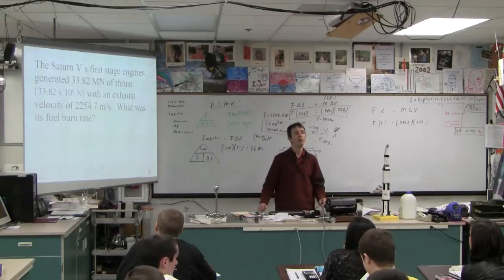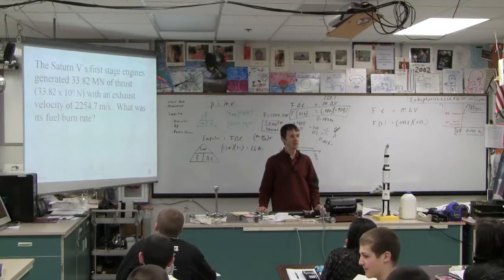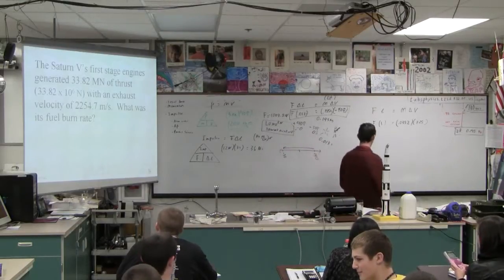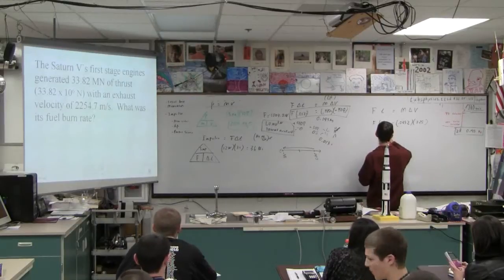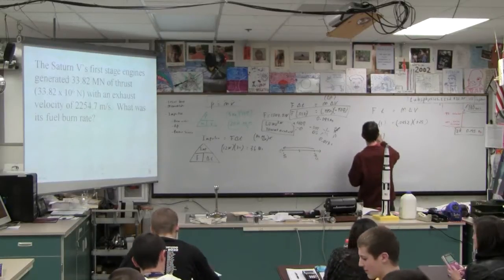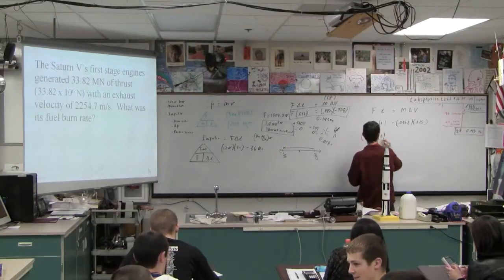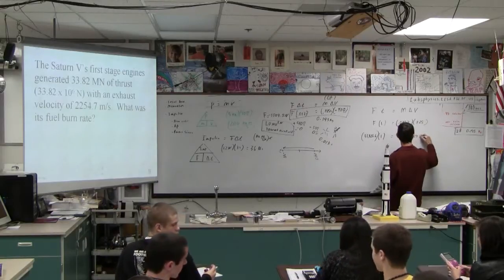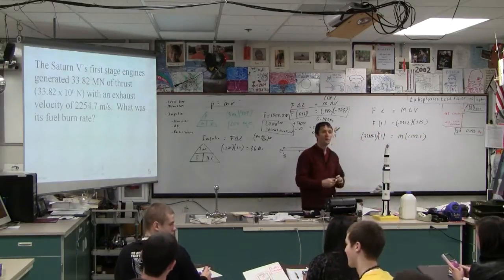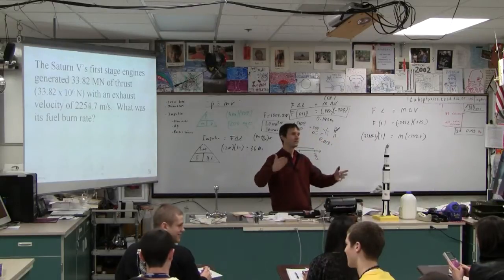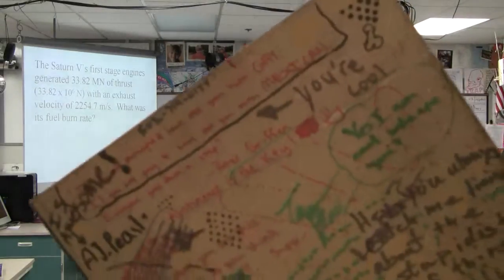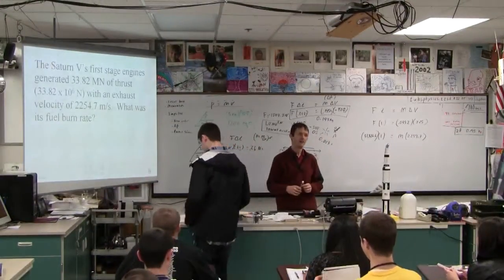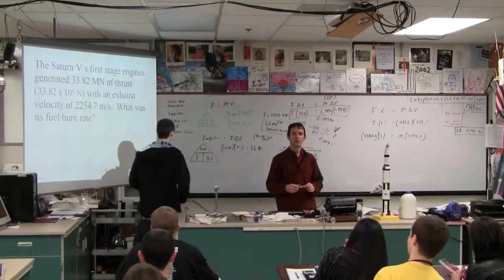So you're solving for m. What's the trick here? Do you just make time 1? Yeah, make the time 1. So this is 1. Force is 33.82. And when it says solve for mass burn rate, make time 1 second, solve for m. There you go. That's a lot of kilograms. Yep.